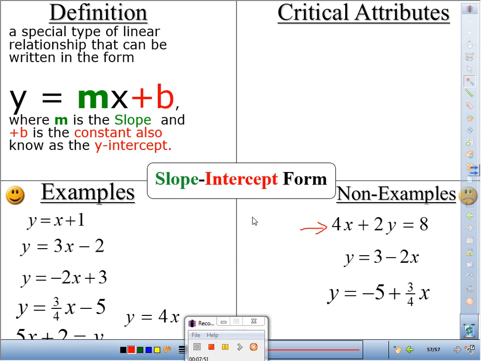This one is called standard form. Who remembers that? Make sure you know your forms, because when we get to the last part of this module, we're going to need to understand which forms we've seen so far. So yeah, this is not a slope-intercept form because it's in standard form. So how about these two? Why are these not examples of slope-intercept form? Noemi.